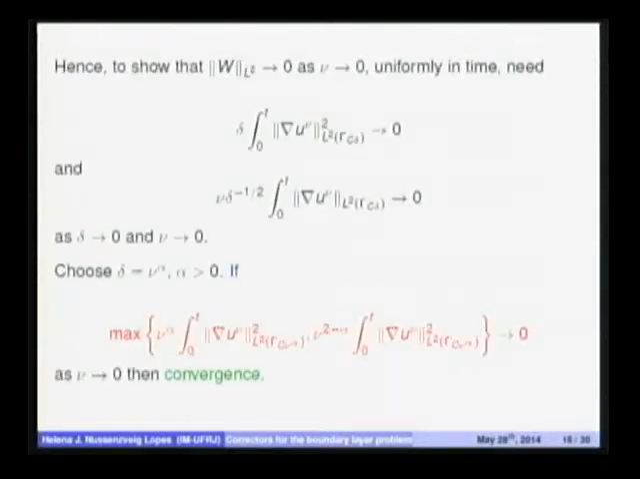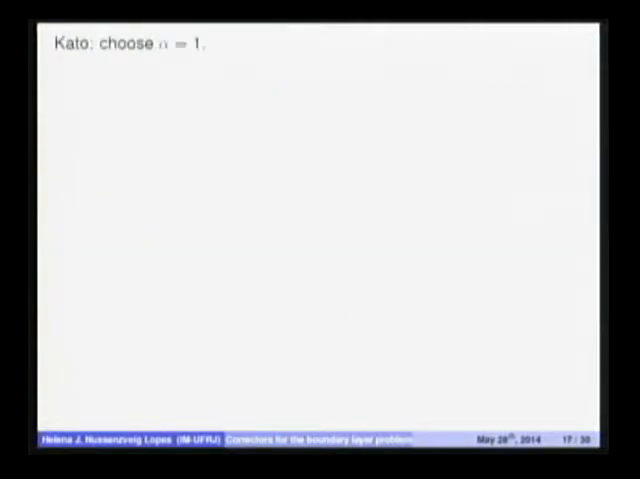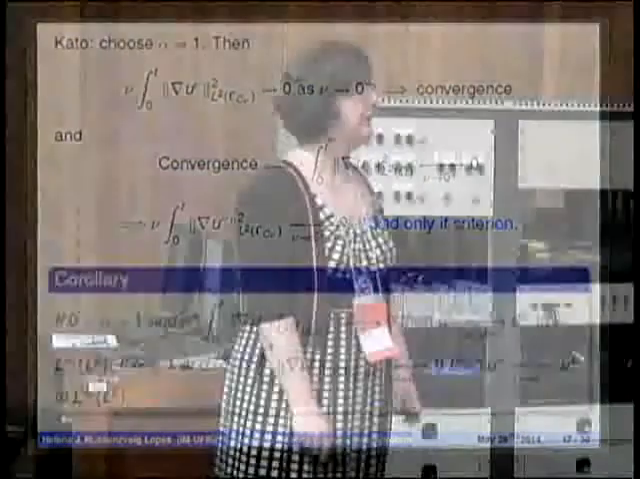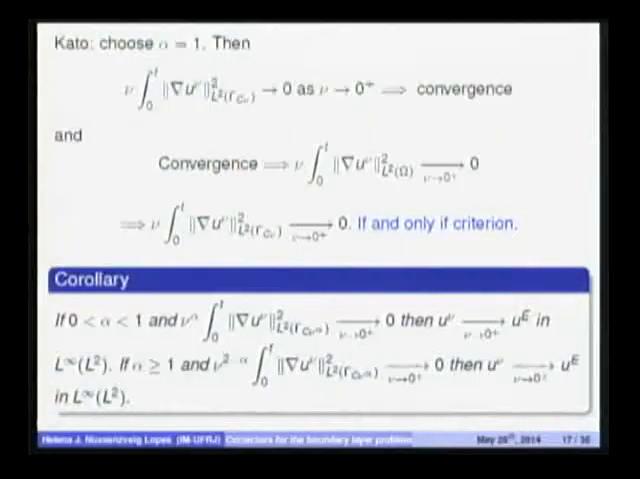So then what Kato did was to say, in view of the necessity condition, let's just take alpha equals 1. And then you get that this term here, vanishing, gives you convergence. And if you have convergence, this term, the dissipation on the whole domain, also goes to 0, and therefore you get an if and only if criterion. Now, there's a simple corollary of our little exercise here: if alpha is between 0 and 1 and this integral here vanishes, then you get convergence. And if alpha is greater or equal to 1, then this integral vanishing, you also get convergence.